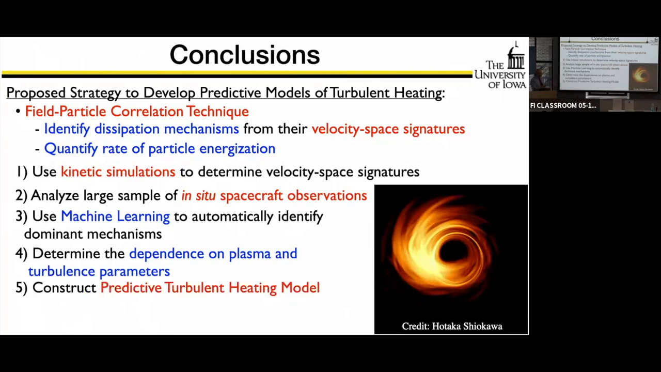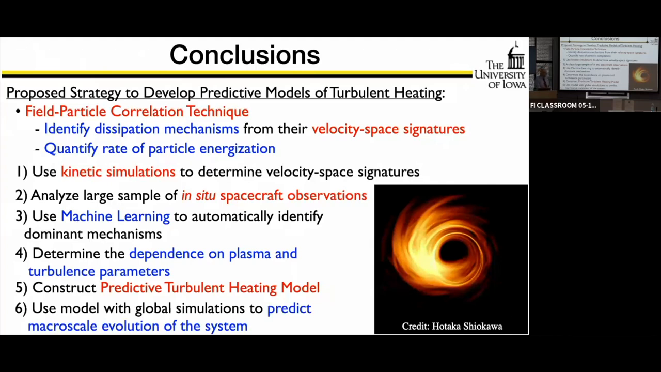And then we can combine and synthesize all that information to construct new predictive turbulence heating models. And those can then be used with global simulations to predict the macro scale evolution of the system, such as this prediction of the evolution of a black hole accretion disk.